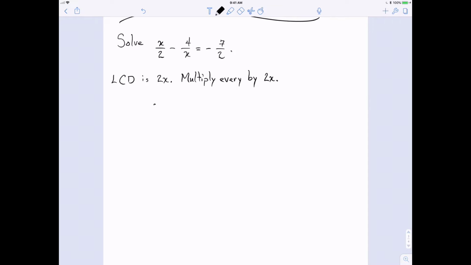Okay, so I'm going to just write the problem again. x over 2 minus, I'm going to leave myself some space, equals negative 7 over 2. And just so I can keep track, I have to multiply everything by 2x. And remember, you could also think of it as 2x over 1 if that helps you. So we'll write it that way this time.